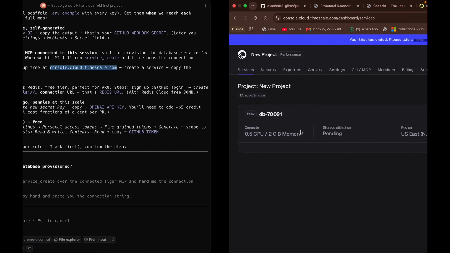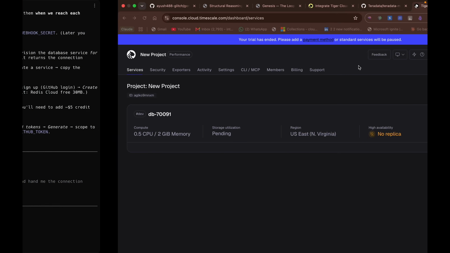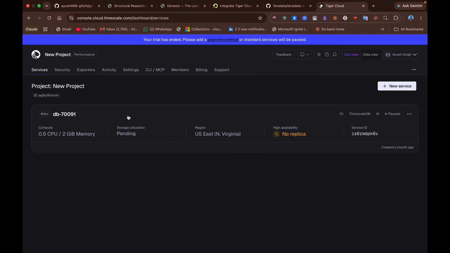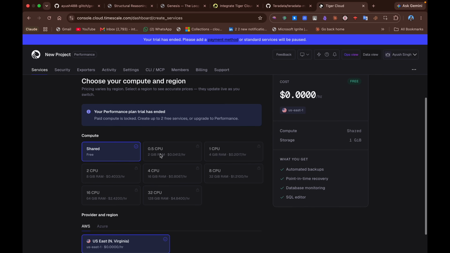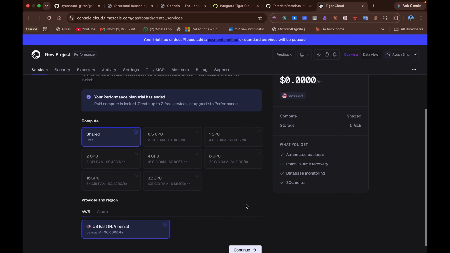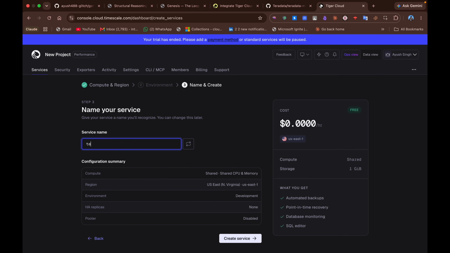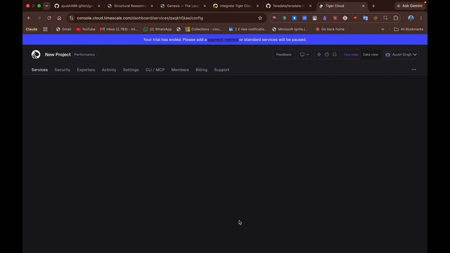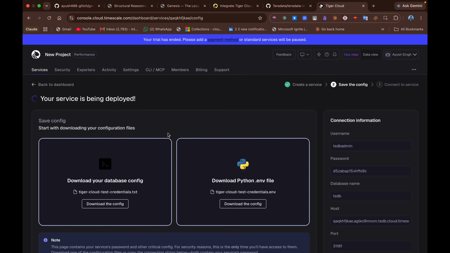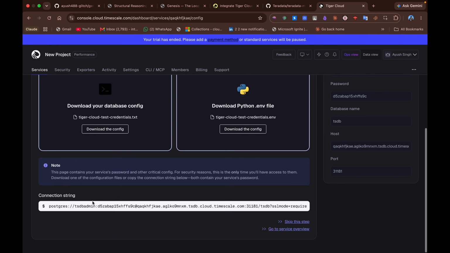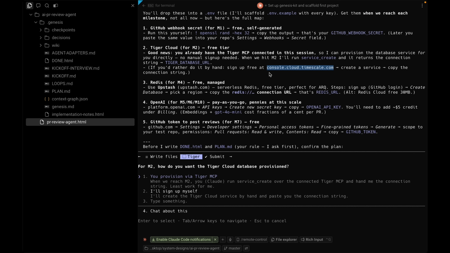So you go over here and then you can quickly go to create a service. I already have it. So feel free to go and create a service right up here, and you select maybe the shared option, and then you continue, and then you name your service. Let's say I'm going to rename it test, and then you create a service. Once you create a service, your service is going to be deployed. And this is your connection string, which you ultimately have to give, which is the Tiger database URL it is asking for.